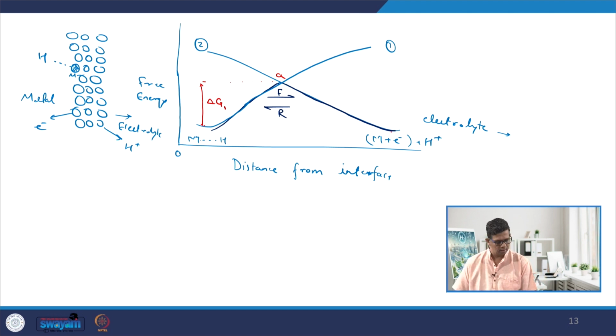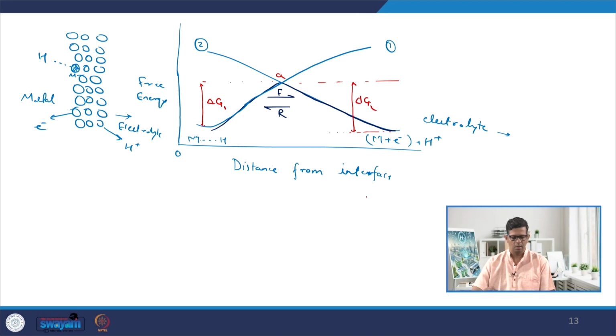So, this is my reaction barrier for M dot H, that is reactants. And what is my reaction barrier for the products? If I want to go from products to reactants, that is, in other words, if I want to go the reverse way, I need to cross this reaction barrier, that is delta G2, if you want to convert products, that is M plus e plus H plus, into M dot H.